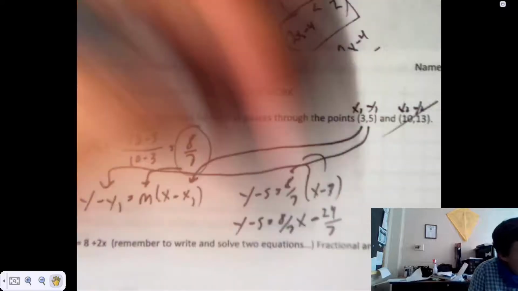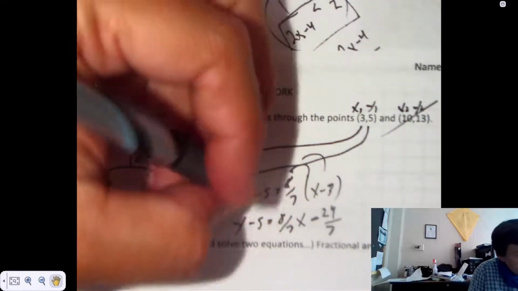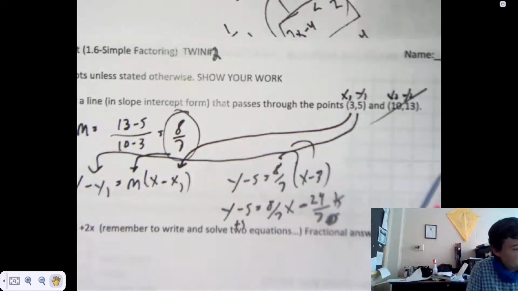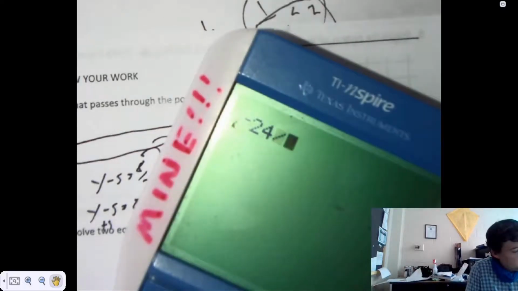Now what we do is we distribute that 8/7 in. y minus 5 equals 8/7 of x, 8 times the 3 is a 24, and it's negative because it's positive times negative, and that's sitting over 7. Now what we're going to do from here is add 5, because we want y equals mx plus b. So I'm adding 5 to both sides, and I'm not going to spend time talking about how to do this by hand. It's test day, kids. On test day, you take out your trusty TI-84, negative 24/7.